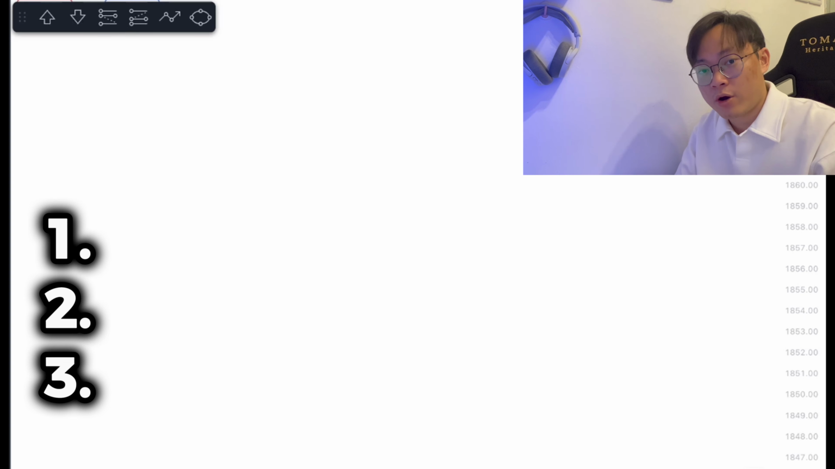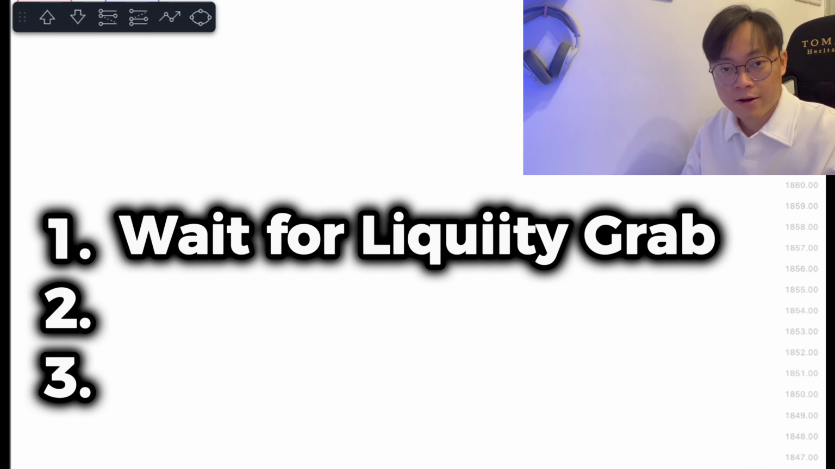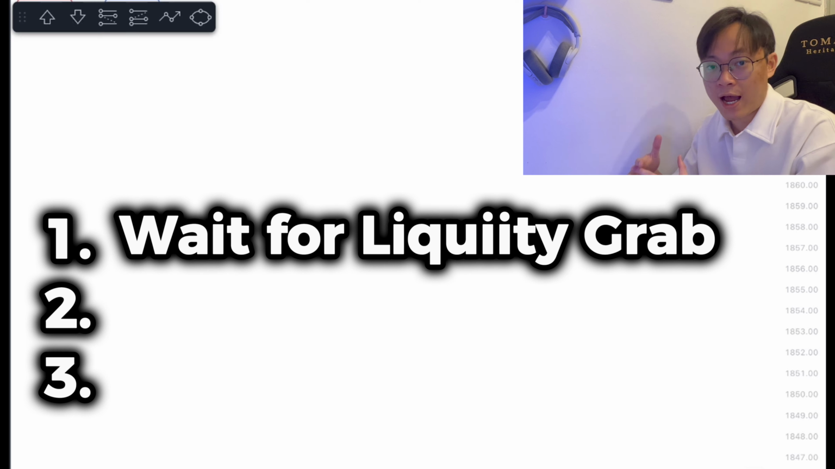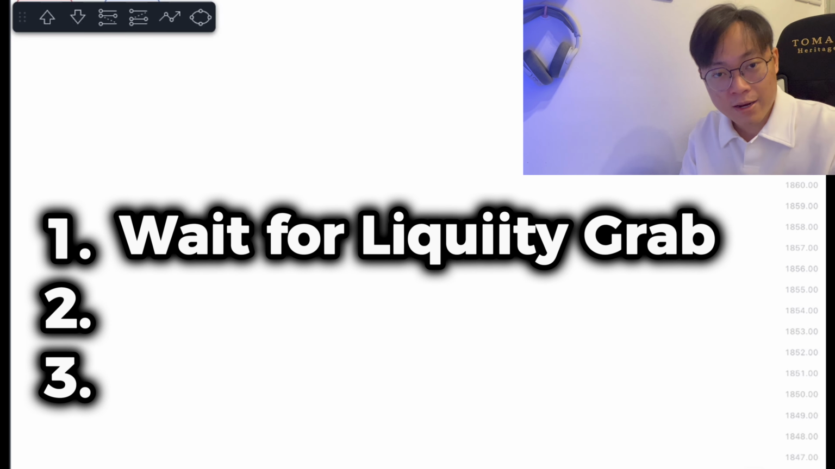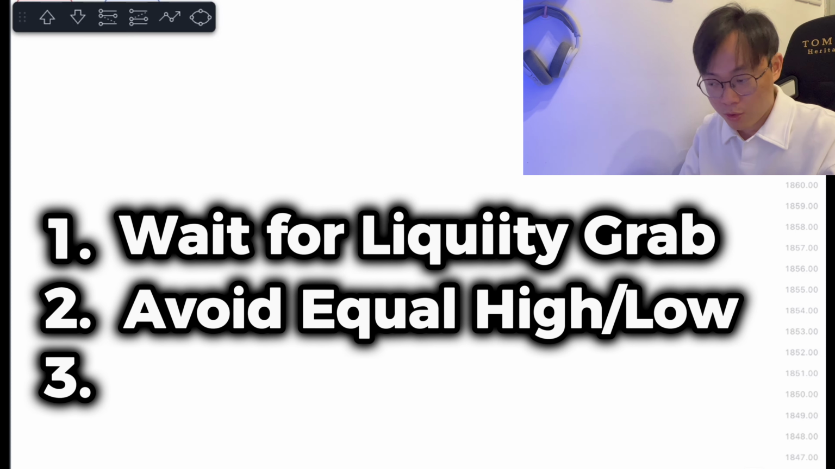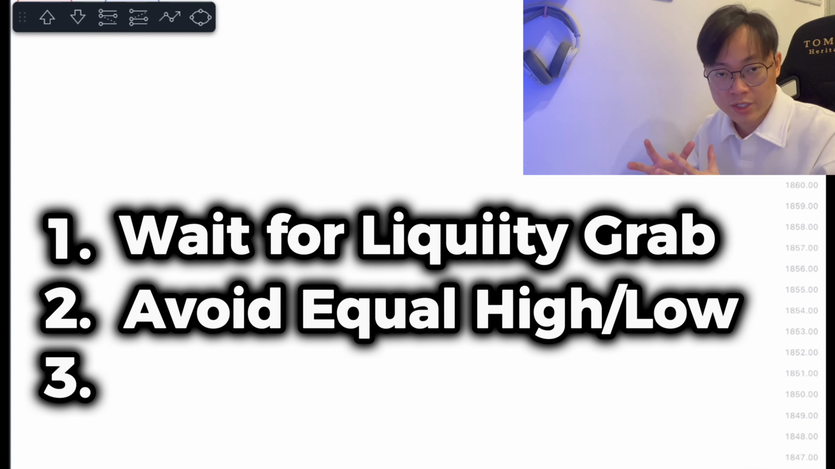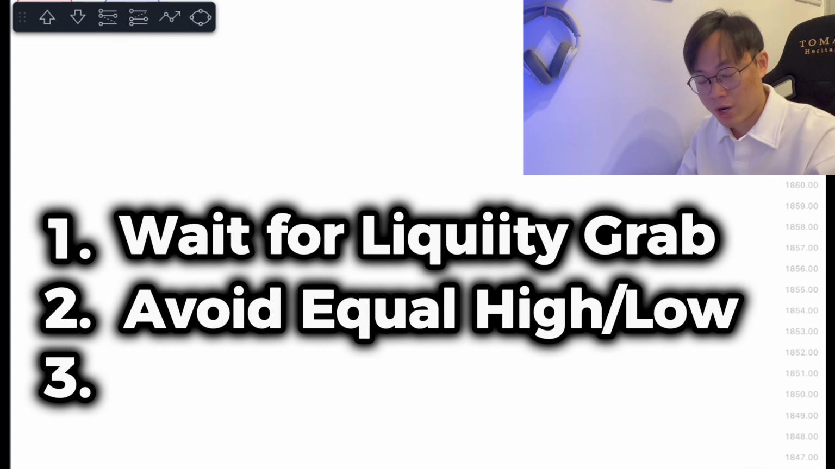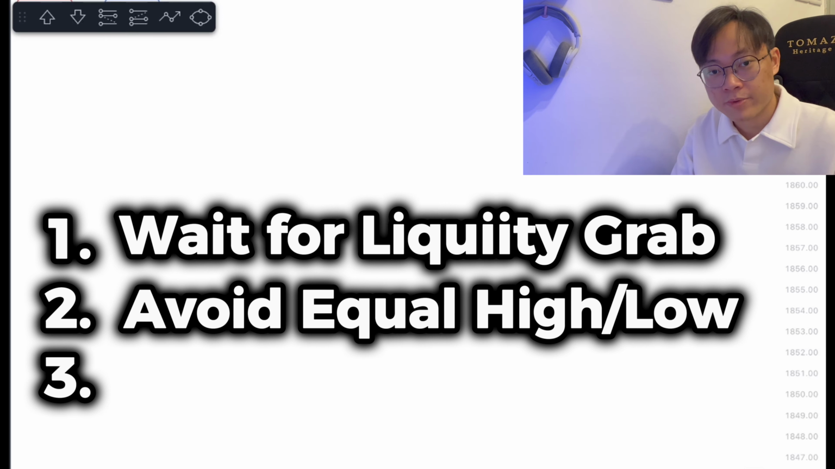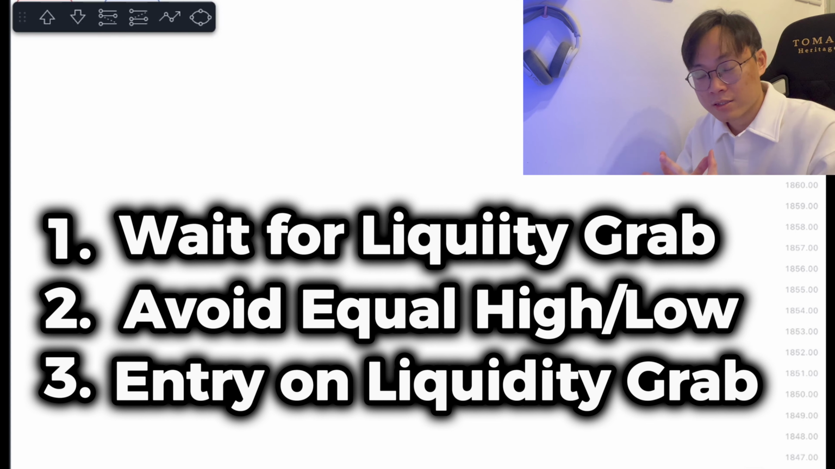The first key point is to always wait for a liquidity grab, or you can say always wait for the pullback to happen before entering a trade. The second point is to avoid equal high or equal low. It's not wrong to trade an equal high or equal low, but bear in mind if the equal high is tapped too many times, let's say above 3 times, there's a high chance of a liquidity sweep. The third key point is to make use of liquidity grab to find a better entry.